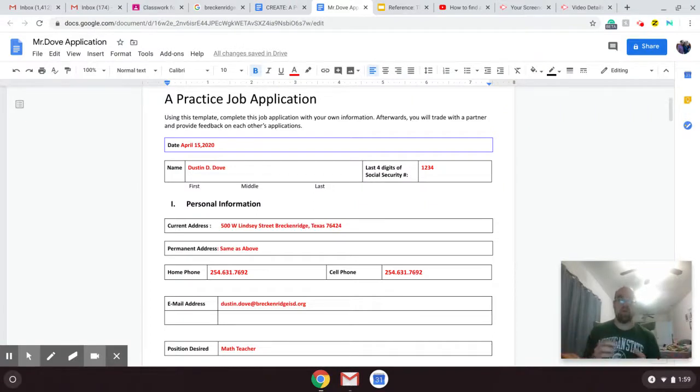job. On this, if you have some stuff capitalized and some stuff lowercase, I'll count off for that. If you have misspelled words, I'll count off for that. And if you leave things blank, I will count off for that. You need to approach this as you're applying for a real job.